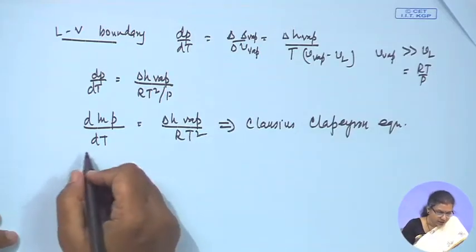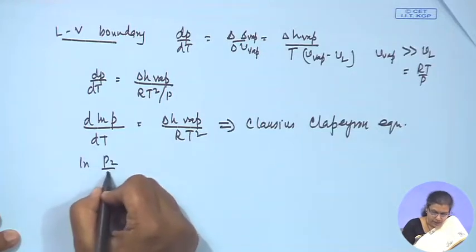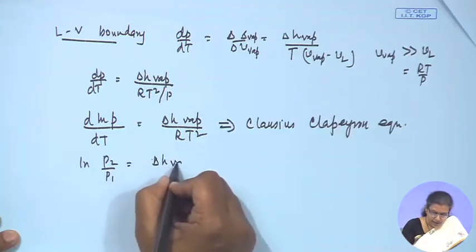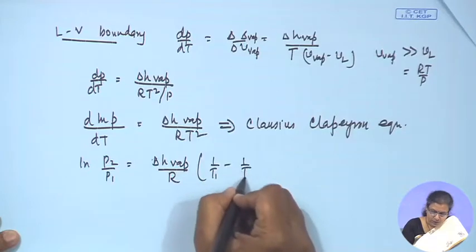On integrating this equation, what do we get? We get ln P2 by P1 is equal to delta H vaporization by R into 1 by T1 minus 1 by T2.